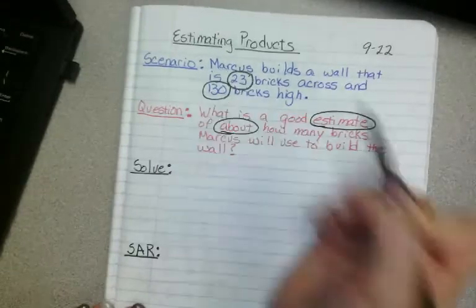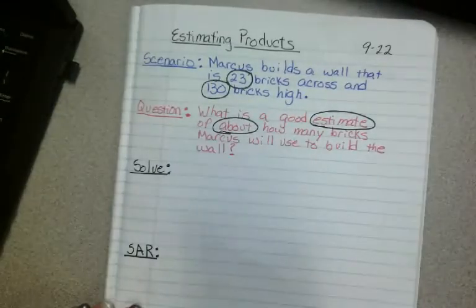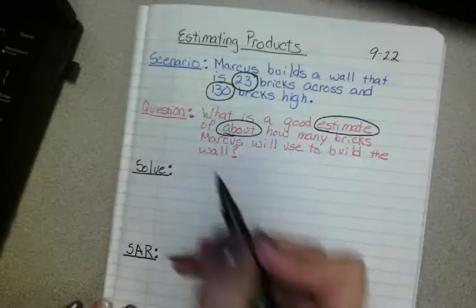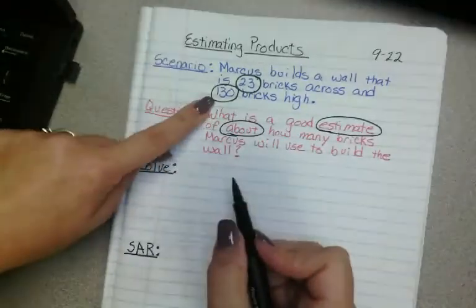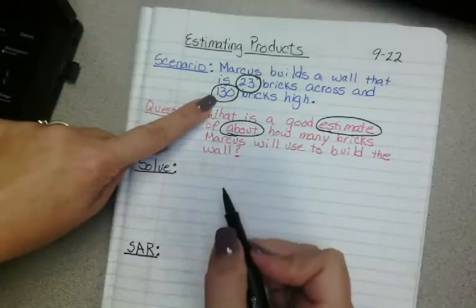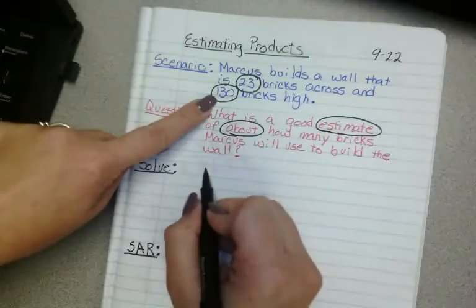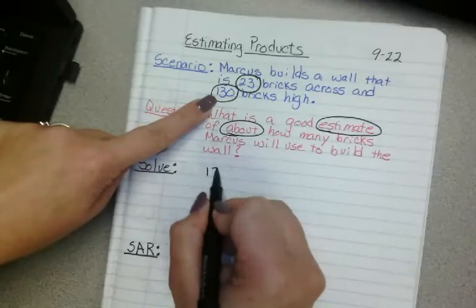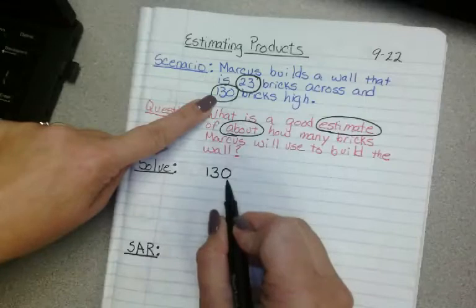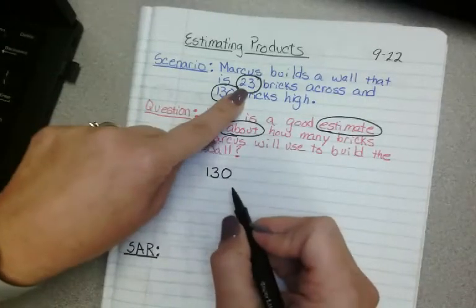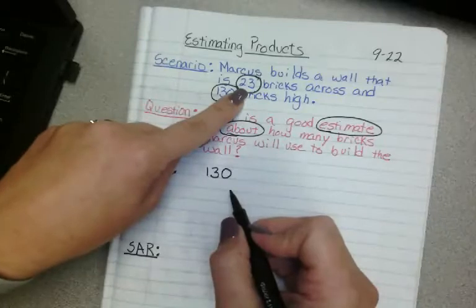So the idea here is we want to make our multiplication super easy. Well, here's the cool thing about this. 130 is already a nice round number, isn't it? So I'm not going to mess with it. I'm going to leave it as it is because it's already a nice round number. Now 23, that's very easy for me to round, okay?